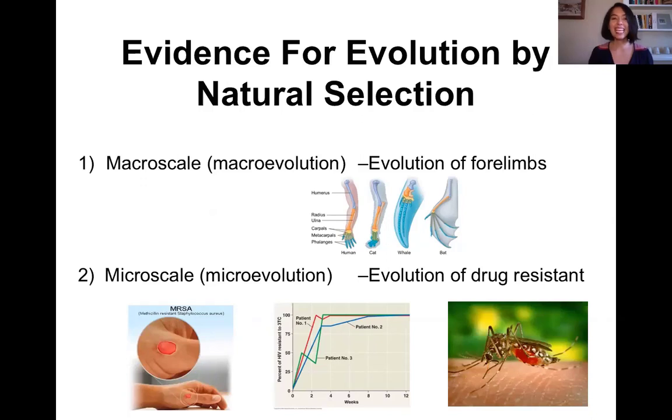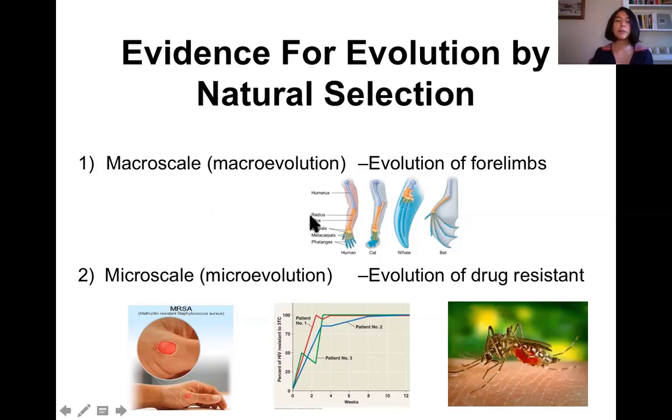I'm going to present evidence for evolution by natural selection. And I want to introduce two concepts. One is macroevolution. Macroevolution happens at the macro scale level. That is the comparison among species. And we're going to go through this example, evolution of the forelimbs.